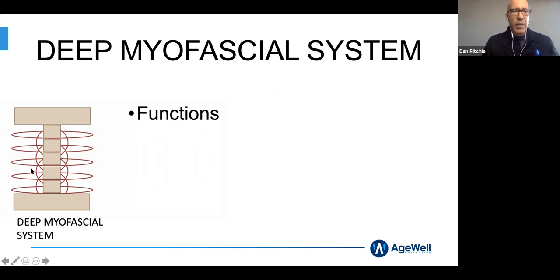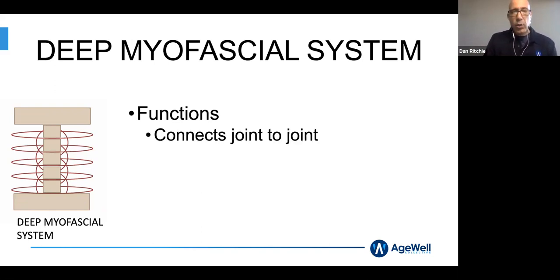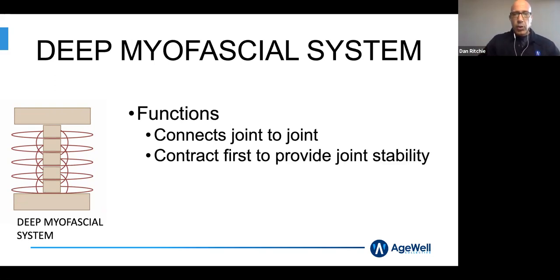If you think of the spine here being in the center, the rib cage being on top, the pelvis being underneath, you have the muscles that connect vertebrae to vertebrae to vertebrae, rib to rib to rib. These are the deep muscles that are underneath several layers of muscles, right up against the joints. They function to connect joint to joint, just like this image is illustrating. They contract first. The reason why they contract first is they provide joint stability. And there's lots of research to demonstrate that the deep myofascial system, these deep muscles, contract prior to movement.